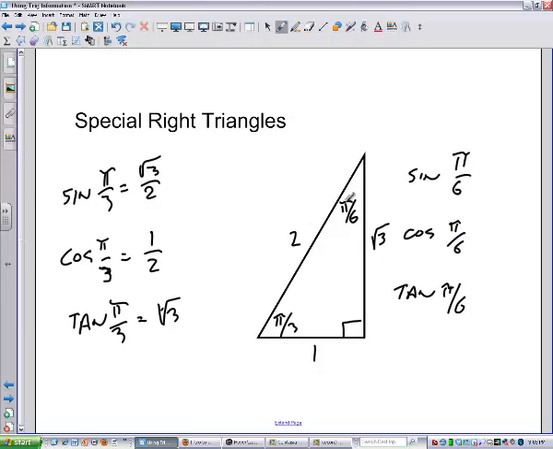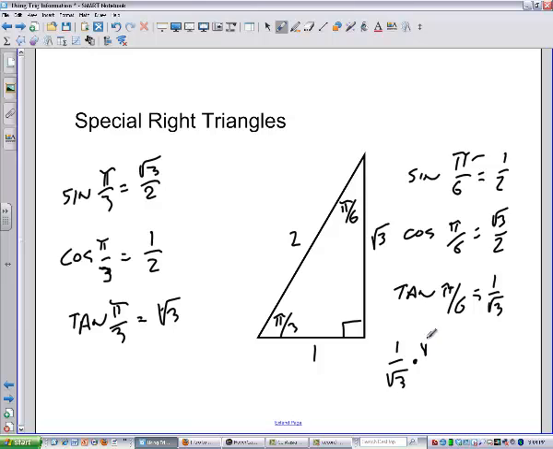So the sine of pi over 6 is going to be the opposite over the hypotenuse, which is 1/2. The cosine of pi over 6 is going to be the adjacent over the hypotenuse, so it's root 3 over 2. And the tangent is going to be the opposite over the adjacent, which is 1 over root 3. We don't tend to leave things like 1 over the square root of 3. We don't like to divide by an irrational number. It's just one of those math conventions.